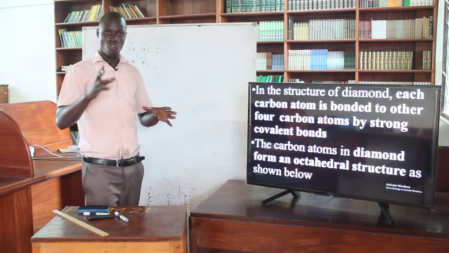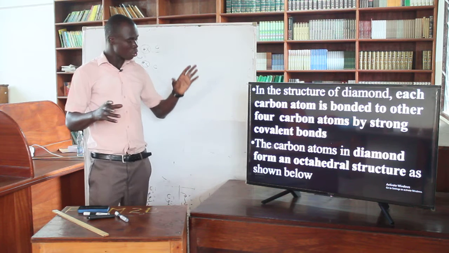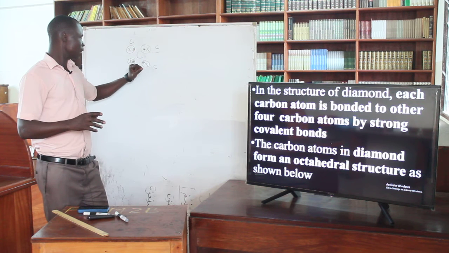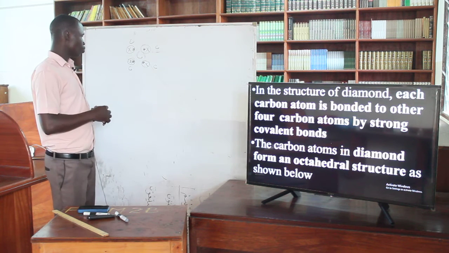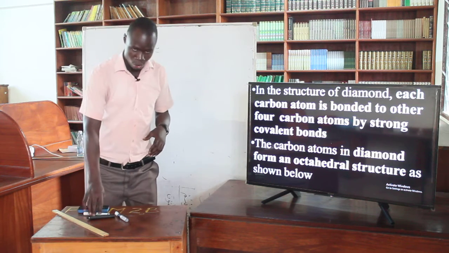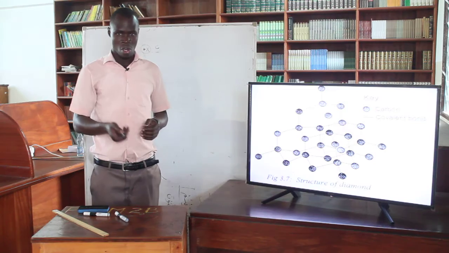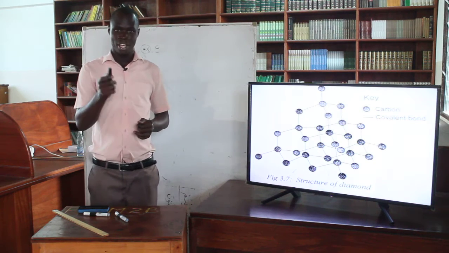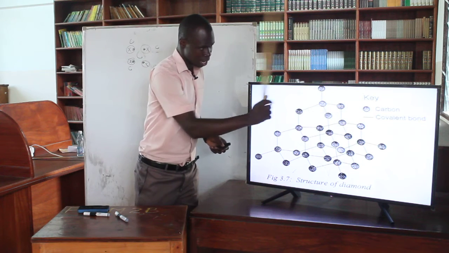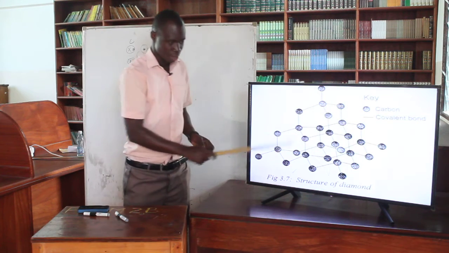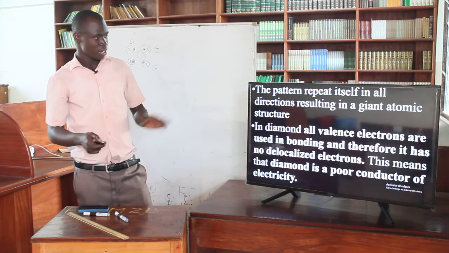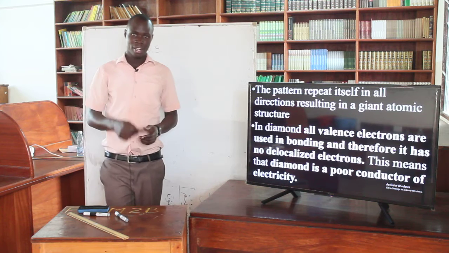This is because of the strong covalent bonds that result from the bonding of the 4 electrons with 4 other electrons from different carbon atoms. So you find that one carbon atom is surrounded by 4 other carbon atoms. This is what we call the tetrahedral structure of diamond. As you can see, we have the carbon atoms, then the covalent bonds here. So diamond is the strongest substance. The pattern repeats itself.